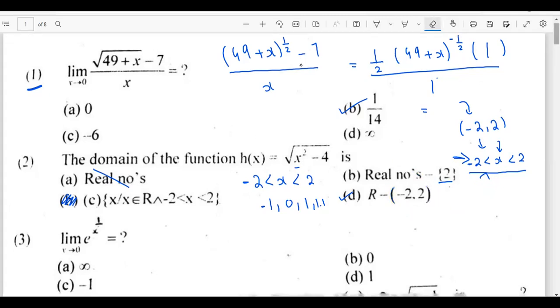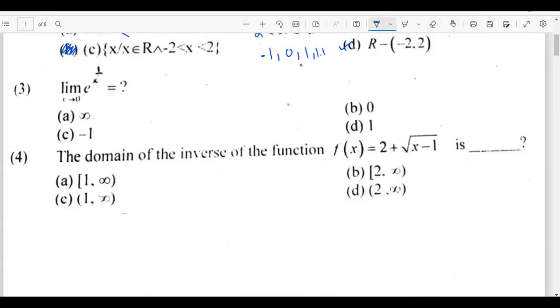So let's talk about the third one now. It says limit e to the power 1 by x and x is going to 0. So what exactly would it be? It is e to the power 1 by 0, and that is going to give us what? E to the power infinity. Yes. Oh, that's 1 divided by 0. Okay, okay. Yeah.